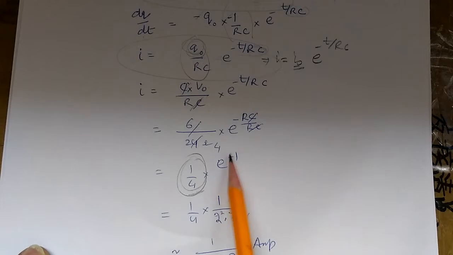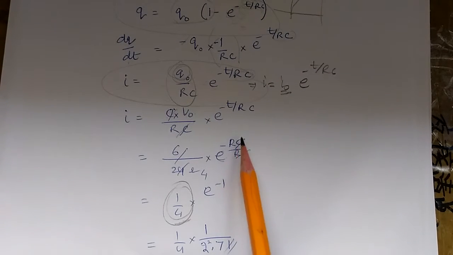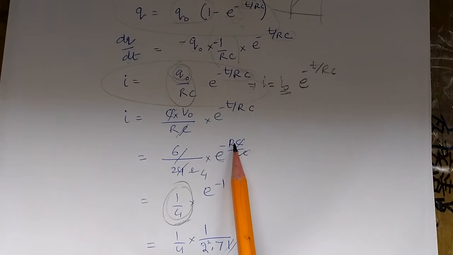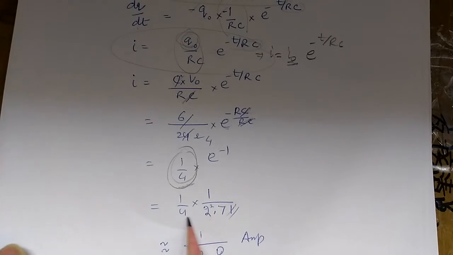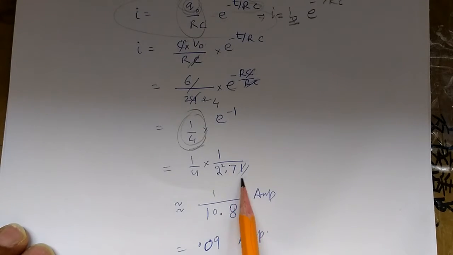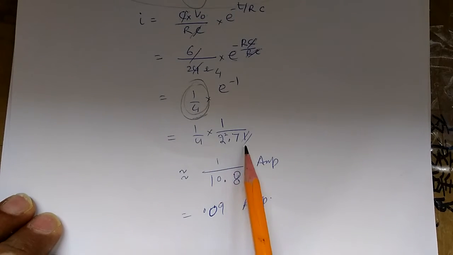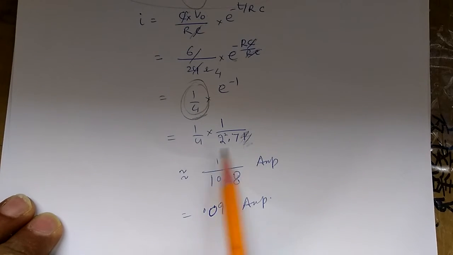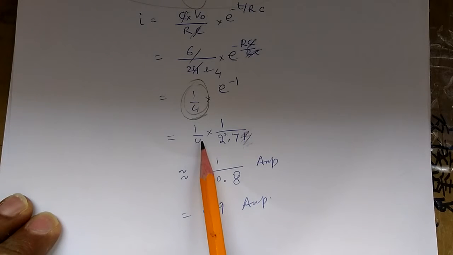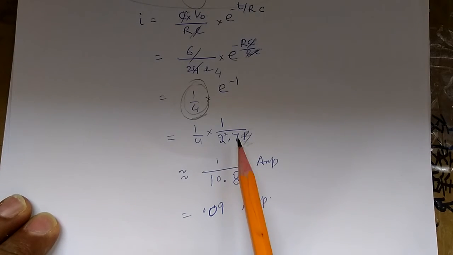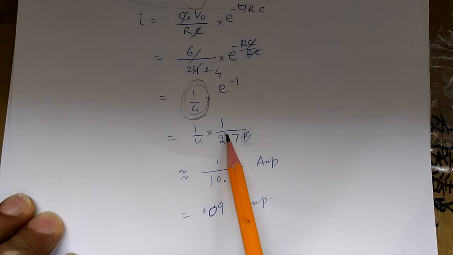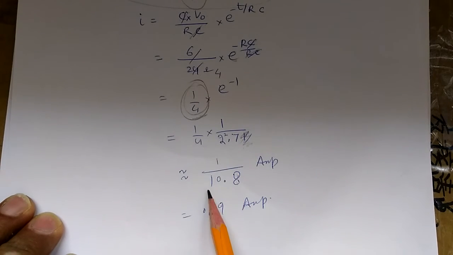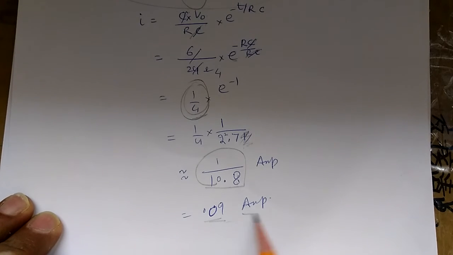So I is 0.25, or 1 upon 4, multiplied by e to the power of, after one time constant or RC, RC cancels, minus 1. So this becomes 1 upon 4 times e, where e is 2.71. Roughly, 4 multiplied by 2.7 is 10.8, so this is 1 upon 10.8, which is roughly equal to 0.09 amps.